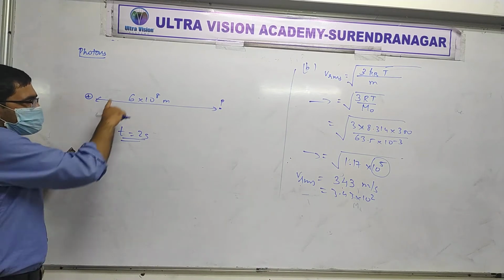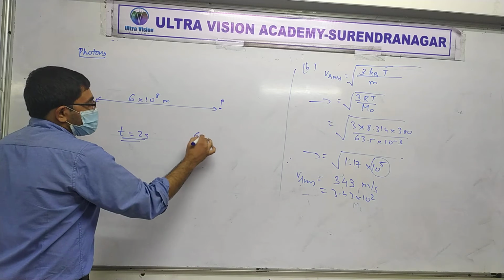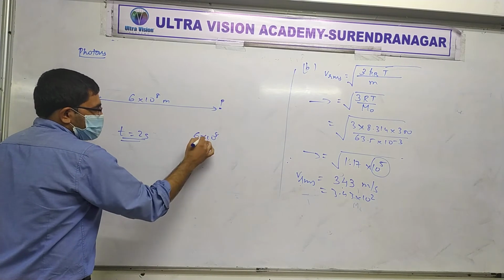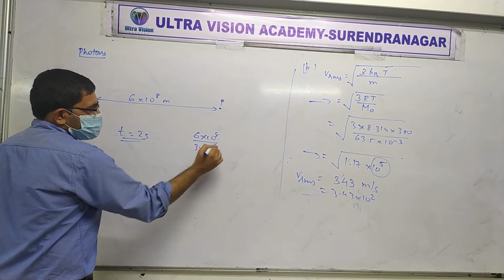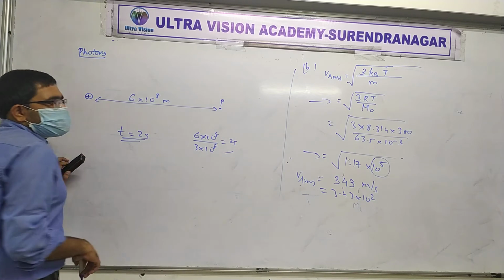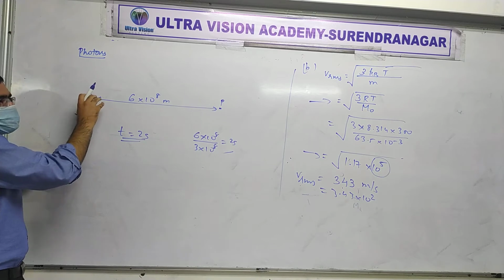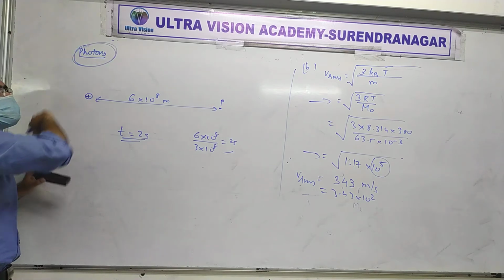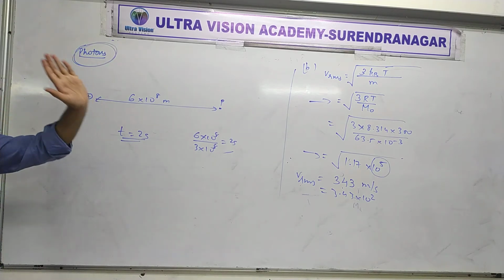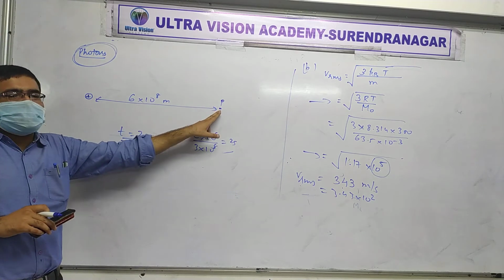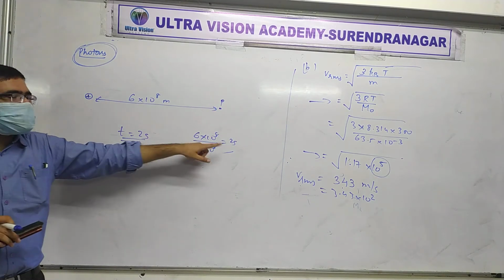Okay, because this distance is 6 into 10 raised to 8. If you divide that by the speed of light, 3 into 10 raised to 8, that is going to give you 2 seconds. Basically, the moment you do something here, its effect is carried by the photons. But photons will take time to reach here. How much time will they take? They will take 2 seconds to reach.